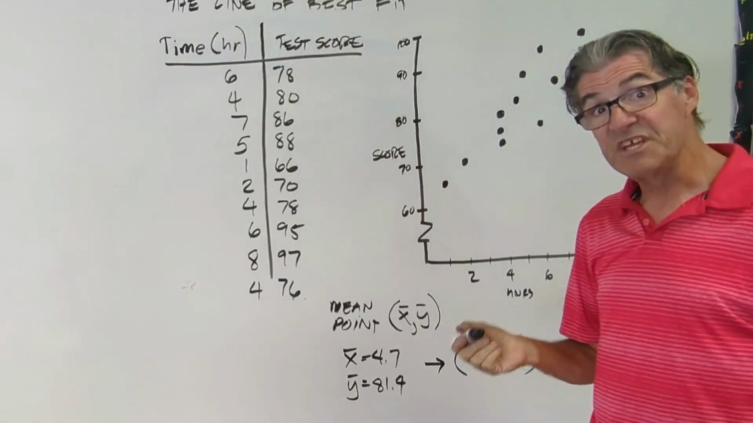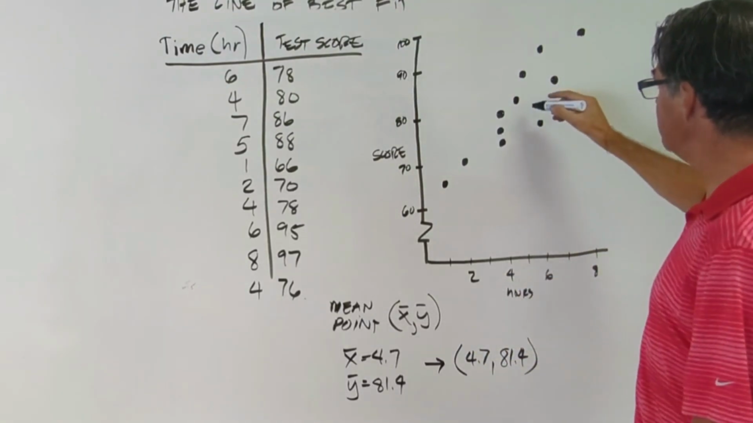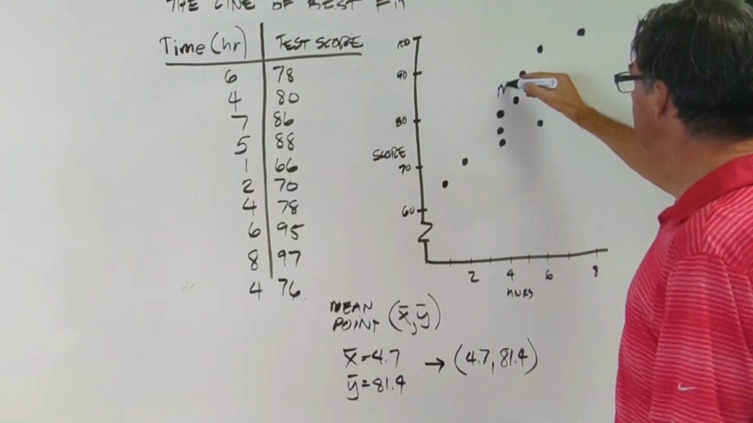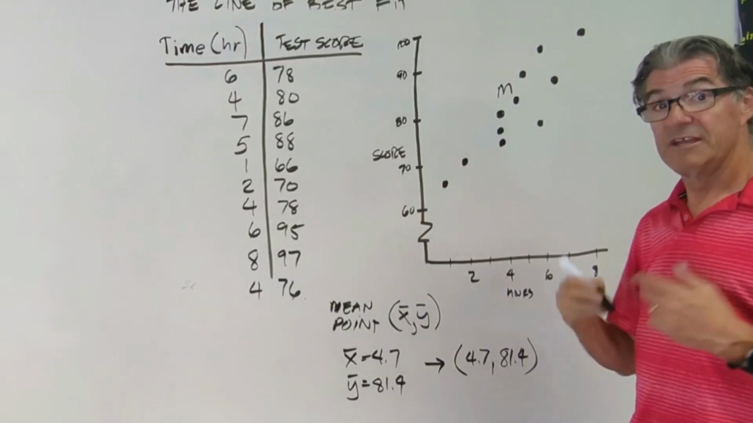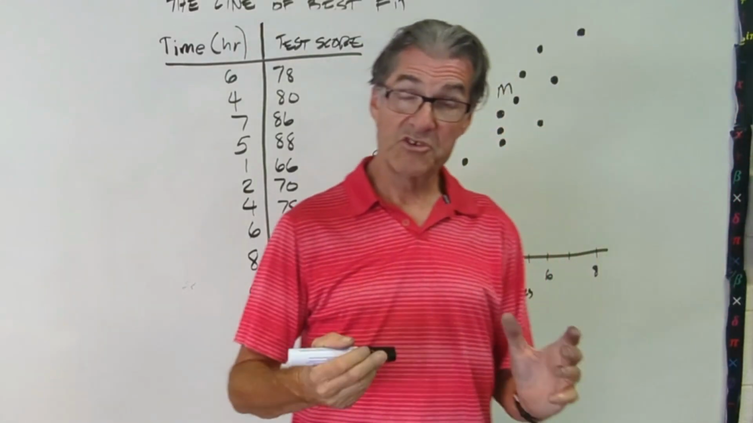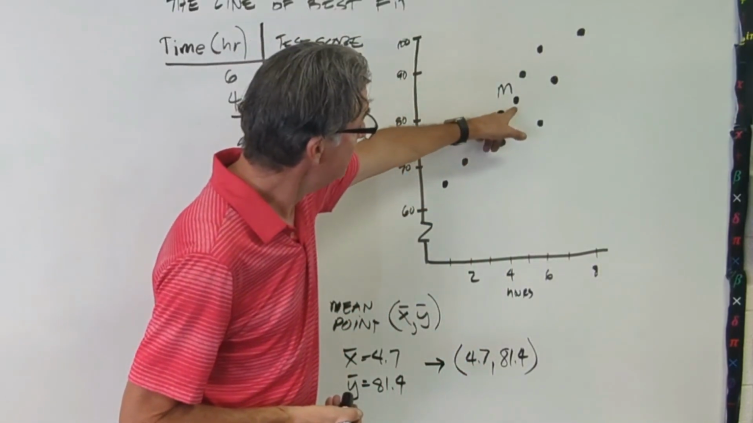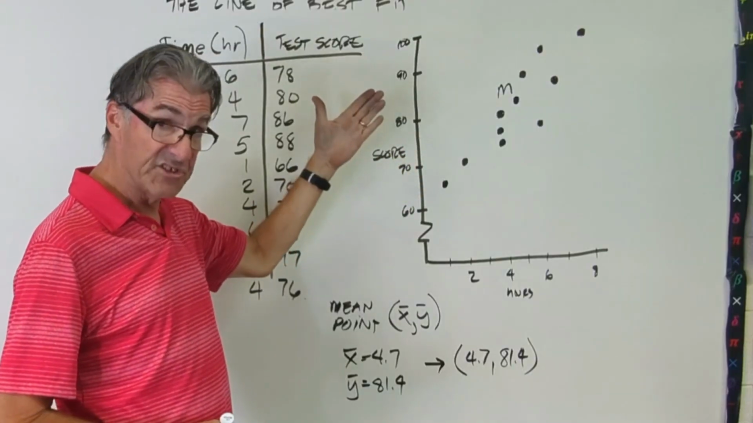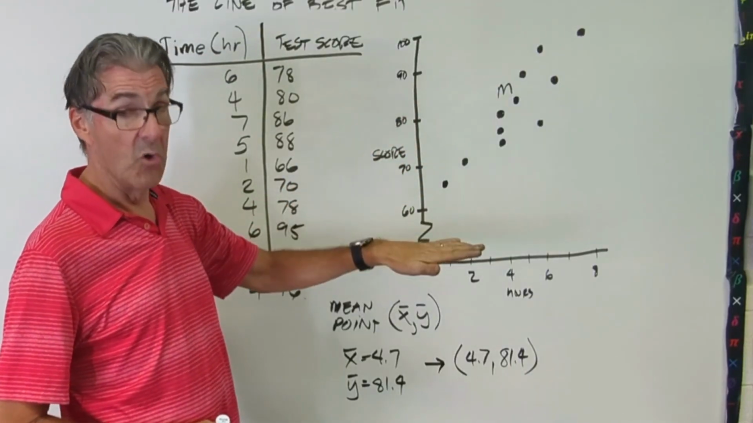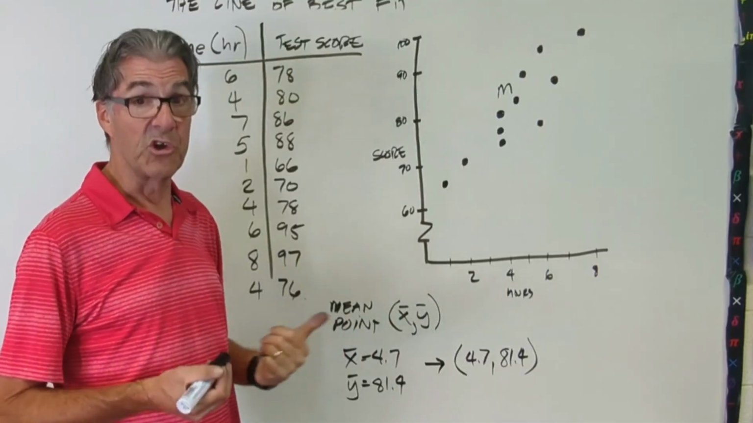Now, this is not a data point, okay? It's a mean point. So we're going to designate that with an M, just so that we know that's not actually a data point. Now, the next step, and I want you to try this, is to draw a straight line that goes through the mean point that has an equal amount of data points above that straight line as below the straight line. So pause the video and do that.